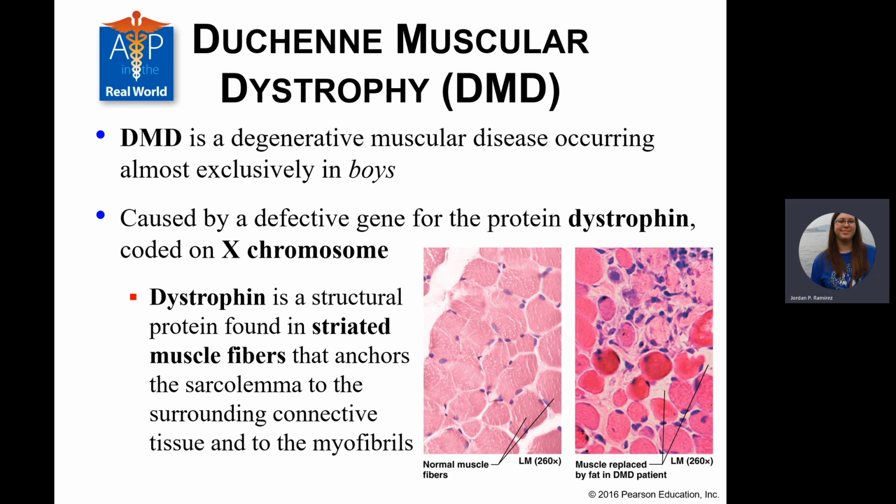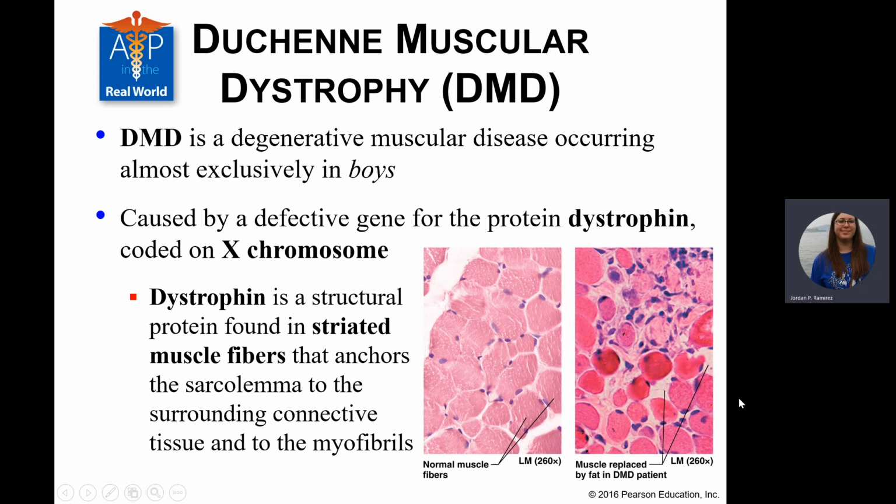So dystrophin, again, is a protein found in striated muscle fibers, and it's going to anchor the sarcolemma to the surrounding connective tissue and to the myofibrils. Okay, so essentially in DMD you have muscle being replaced by fat. So this is what your normal muscle fiber would look like. Okay, normal. Versus in DMD, all that is replaced by, again, fibrous tissue or fat.